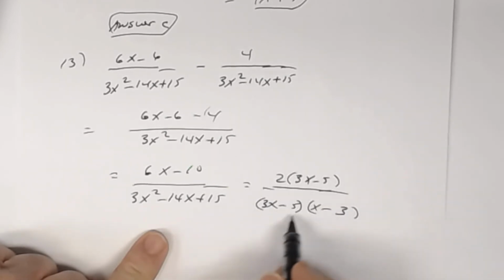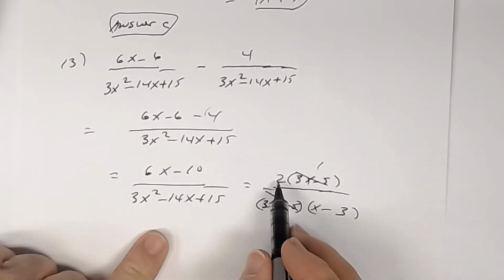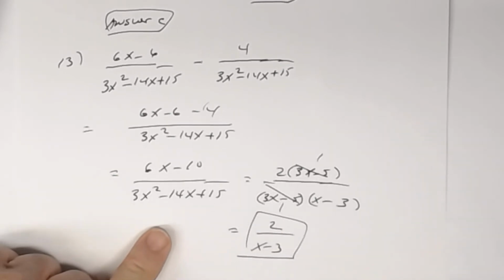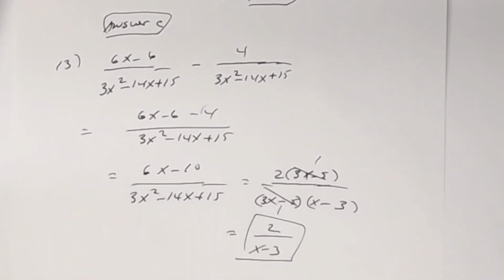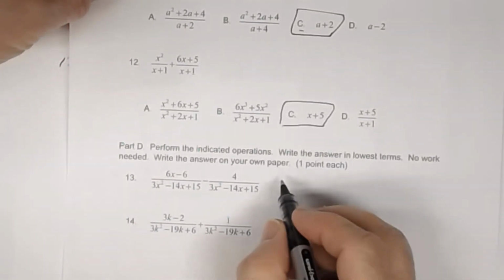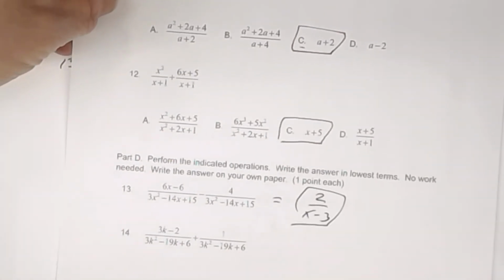And then notice I can reduce, right? So I can reduce those. So the factor is 3x minus 5. And so therefore the answer is 2 times 1 is 2, divided by 1 times x minus 3 is x minus 3. So there's the answer. So now part D did not have any choices. So you would have had to say that the answer is 2 divided by x minus 3. Okay? All right, 14. So let's get 14.